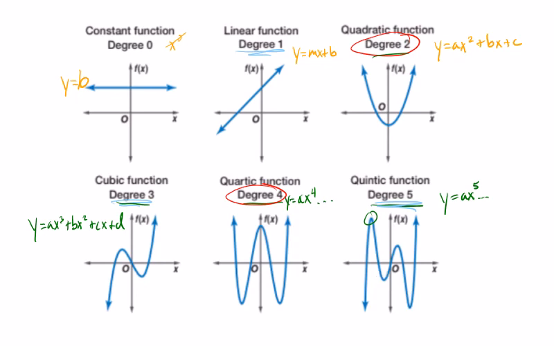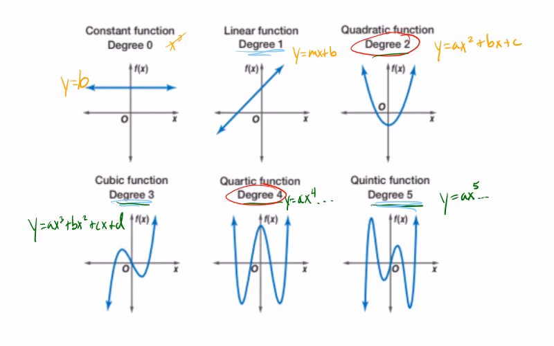So how many do you think we'd have for a degree 6? That's right, 5 turns. How many turns could we have for a degree 10? That's right, it would be 9. Good. So the number of turns you can have is one less than the degree of that polynomial.